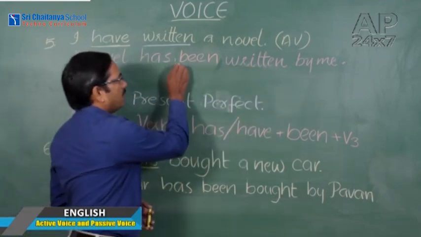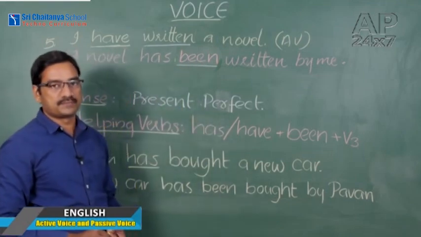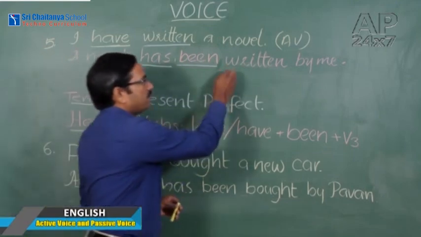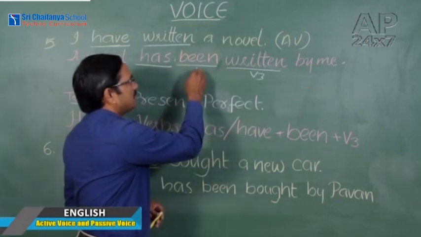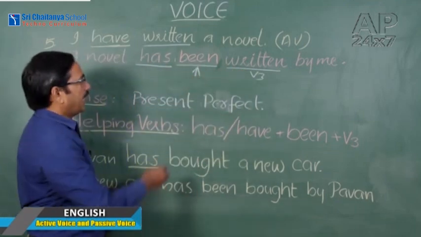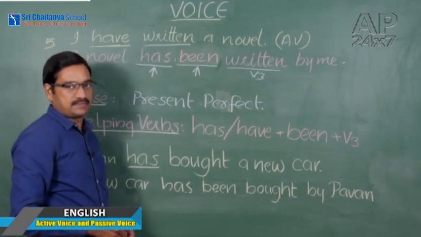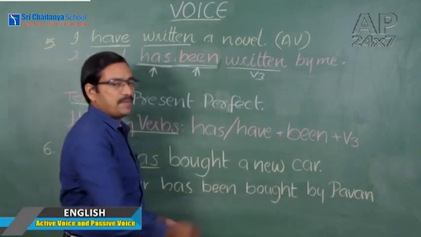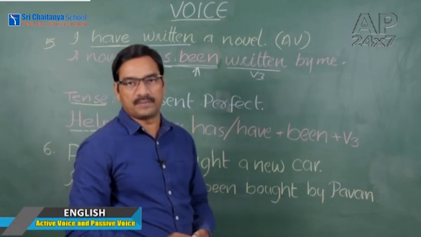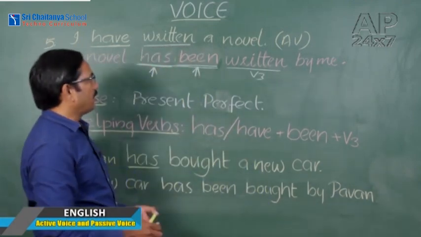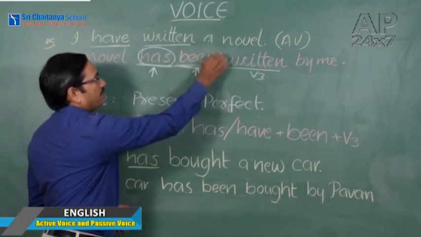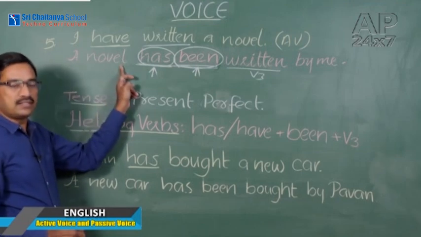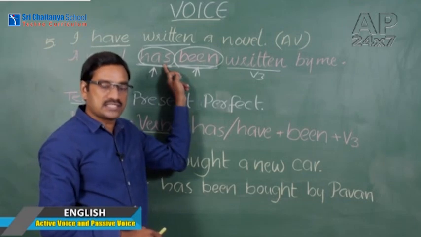So here we can see a new be form is introduced along with has: has been written, here we have V3. So this is a new be form introduced along with the perfect form has. So a novel has been written by me. So when we combine has and been together, it has become a present perfect passive voice. And where we take has, where we take been, we have to see once again: here a novel, the subject is singular, therefore we have taken the has form.